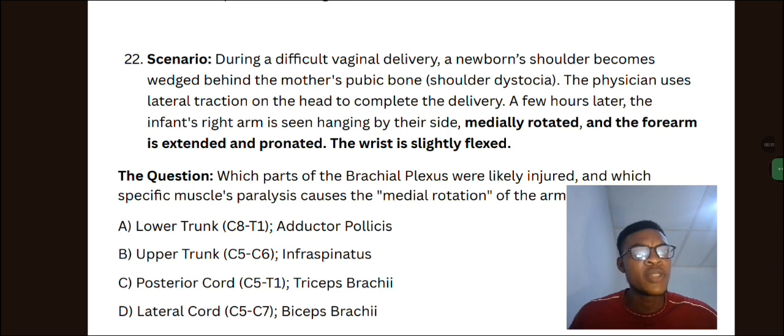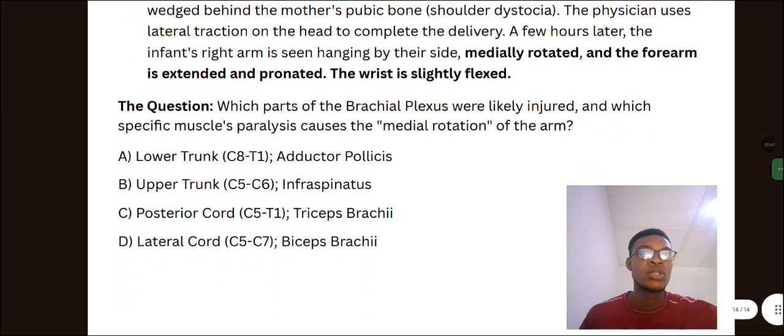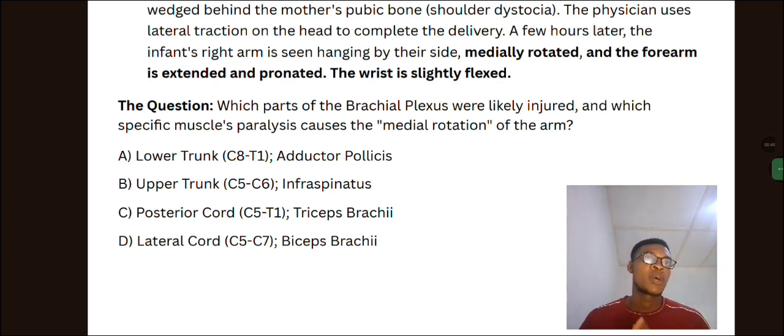A few hours later, the infant's right arm is seen hanging by the side, medially rotated, and the forearm is extended and pronated. The wrist is slightly flexed. The question: what part of the brachial plexus is likely injured, and which specific muscle paralysis can cause medial rotation of the arm? Alright, so the question is quite simple. Which part of the brachial plexus was injured, and which specific muscle paralysis can cause medial rotation of the arm?